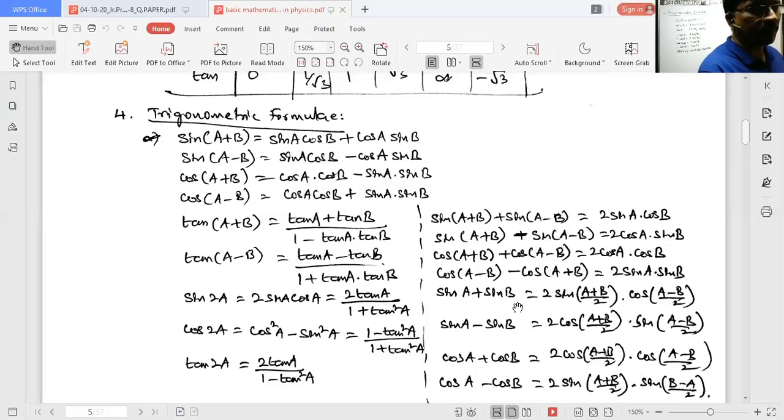You see, sin A plus sin B is equal to 2 sin A plus B by 2 cos A minus B by 2. We can write sin A minus sin B is equal to 2 cos A plus B by 2 sin A minus B by 2. Cos A plus cos B is equal to 2 cos A plus B by 2 cos A minus B by 2. Similarly, cos A minus cos B is equal to 2 sin A plus B by 2 into sin B minus A by 2. We can write these formulas. So everyone has to have these formulas because these are very, very important. In physics, these formulas are very, very important. You have to learn them by heart. Okay, next you see.